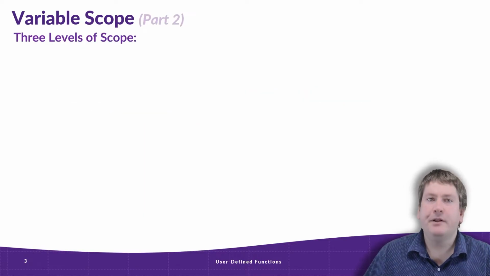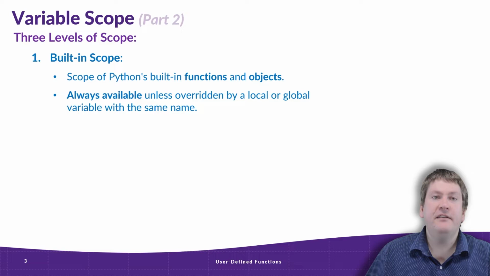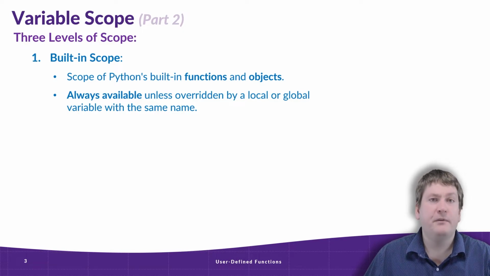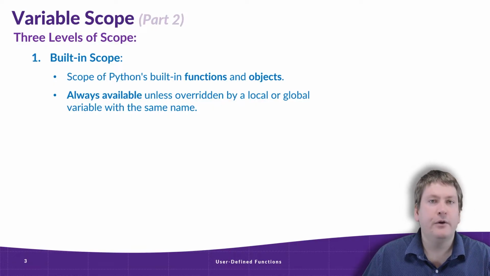In Python, we typically have to worry about 3 different levels of scope. The first one is built-in scope. This is where all of Python's built-in functions and objects are accessible, and it covers pretty much everything in Python. By built-in functions and objects, we mean things like the print function, input function, round, power, int, string, float, all of these built-in functions that we've been using.